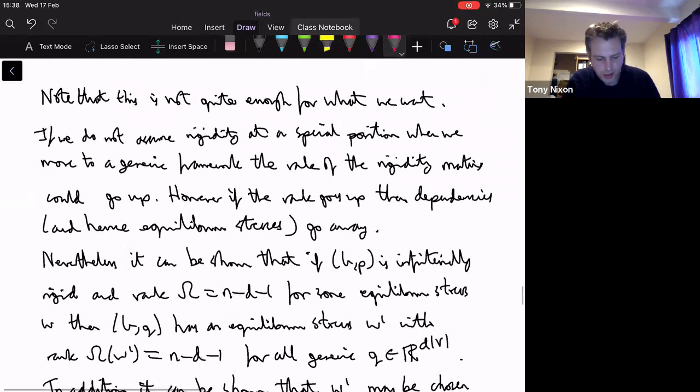And that's what I kind of say in this paragraph. So if we didn't assume rigidity at the special position, when we move to a generic framework nearby, the rank of the rigidity matrix could go up, and hence the number of dependencies would go down, hence the dimension of the space of equilibrium stresses would go down, and so the particular stress we have could go away.